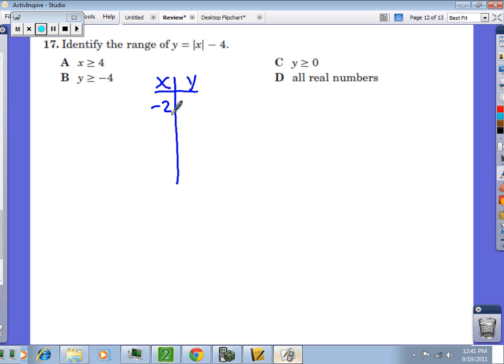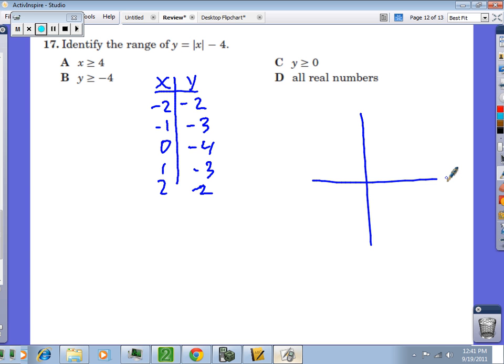Alright, what does your table look like? If you plug in negative 2, what do you get out? Negative 2. If you plug in negative 1, you get negative 3. 0 is negative 4. 1's negative 3, and what's 2? Okay, your graph, negative 2 down 2 is going to be a dot somewhere here. It's going to look something like this. And if you draw a line through them, they're going to go forever.